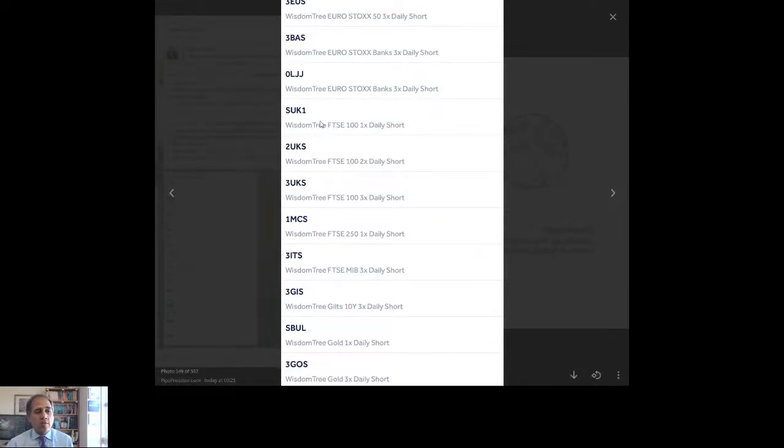Now, on this, what's Wisdom Tree? They're just one of many providers of exchange-traded funds. Okay, and SUK1 is the ticker symbol, just like the ticker symbol for Barclays is BARC. Which brokers offer this? There are many brokers which offer this.